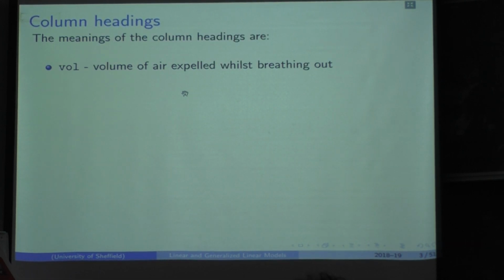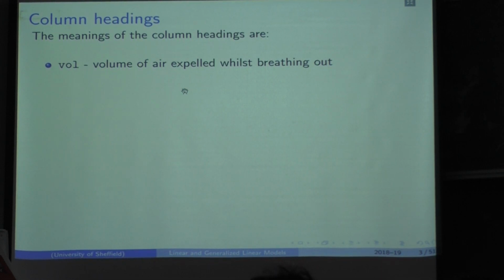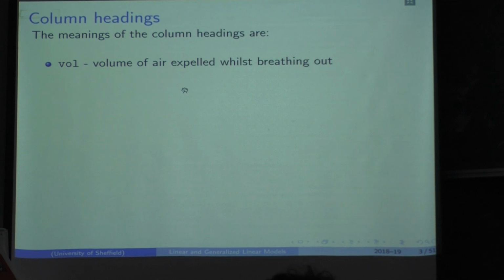Okay, so here now are the explanations of the column headings. The first column, headed bold, is the volume of air that the patient expelled when breathing out. Each patient in the data set was given a task which involved testing how much air they could breathe out. High values of this suggest a respiratory system in good health, for example.